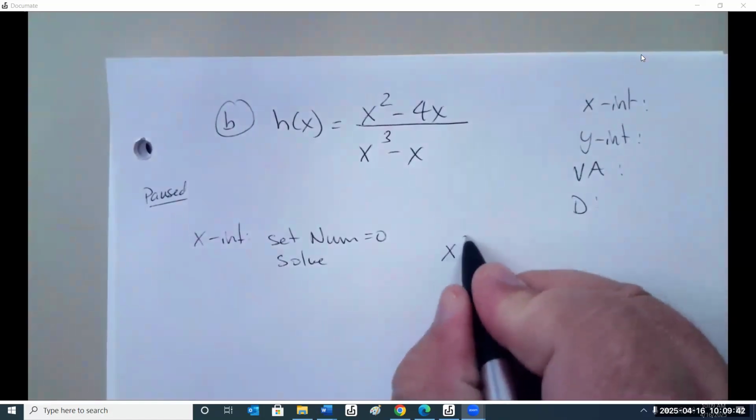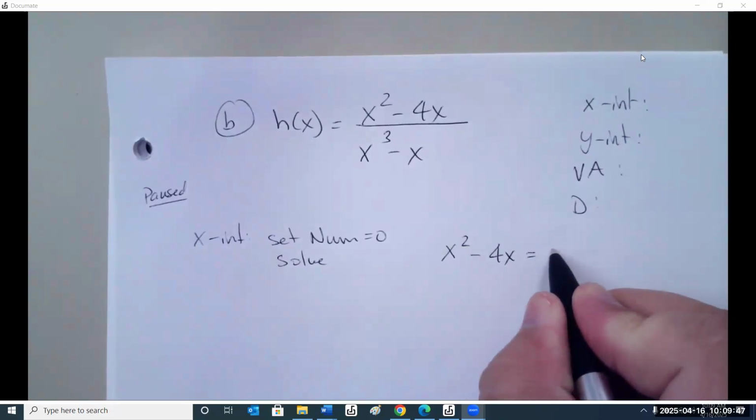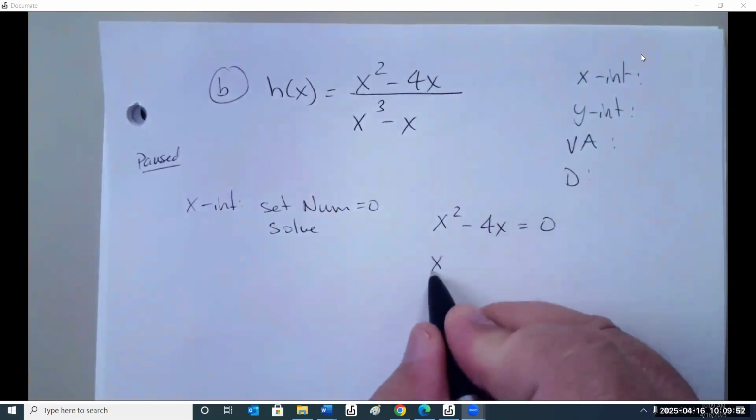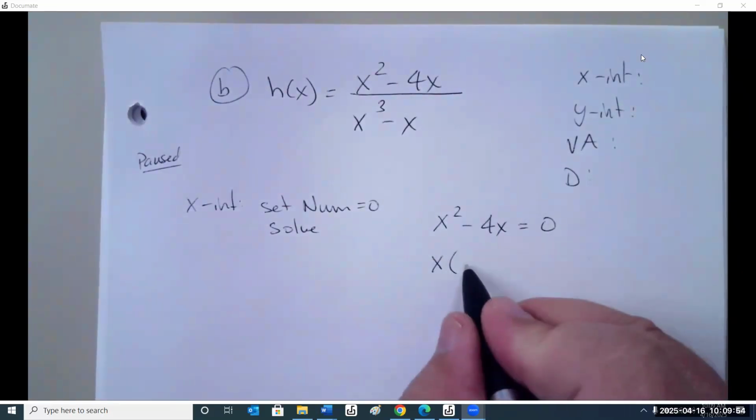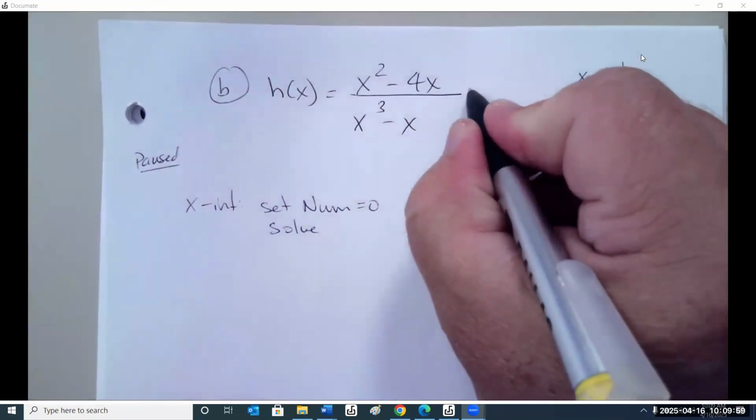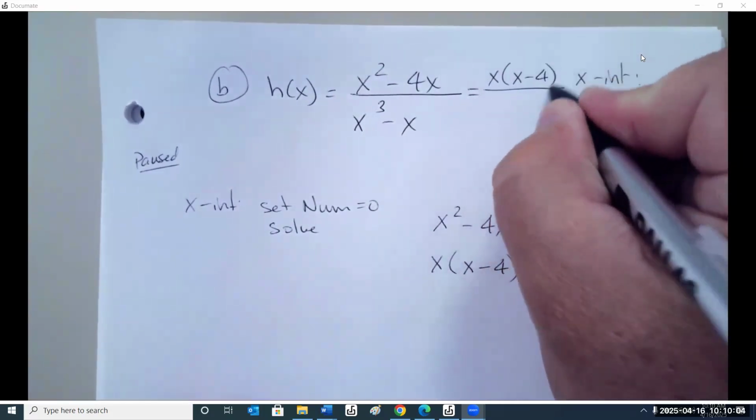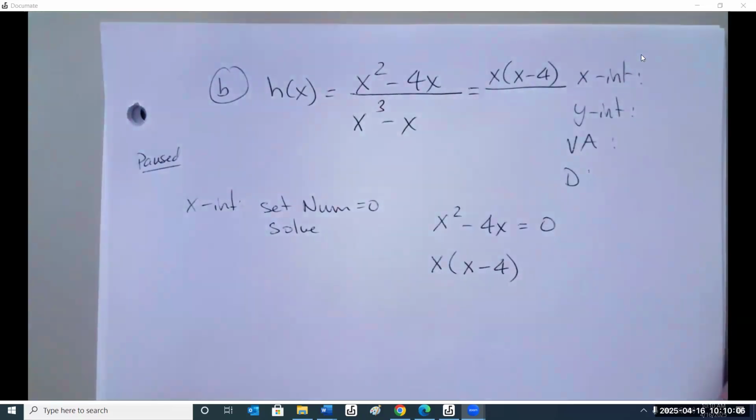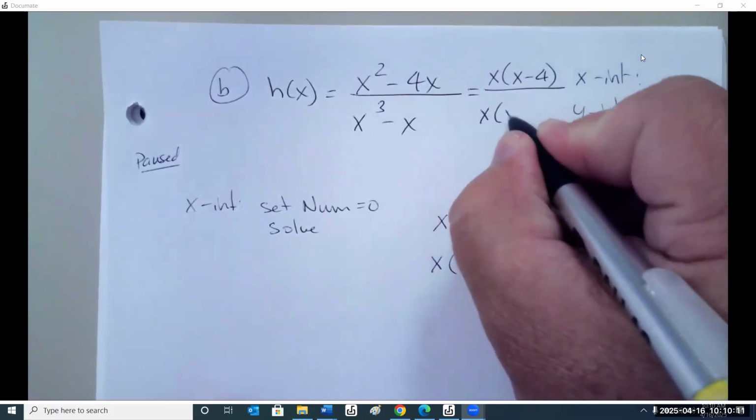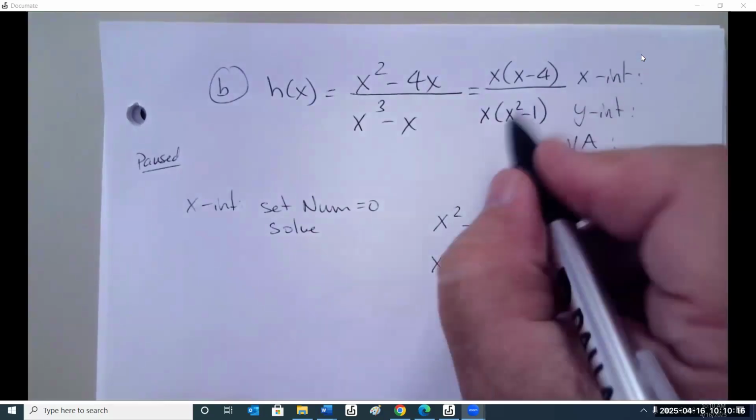So we have x squared minus 4x. Set that equal to 0. But on the top, we can factor out an x, which gives us x minus 4. But before we do anything, it's always safe just to factor everything out first. And on the bottom, we have x cubed minus x, which factors as x times x squared minus 1. What is x squared minus 1?